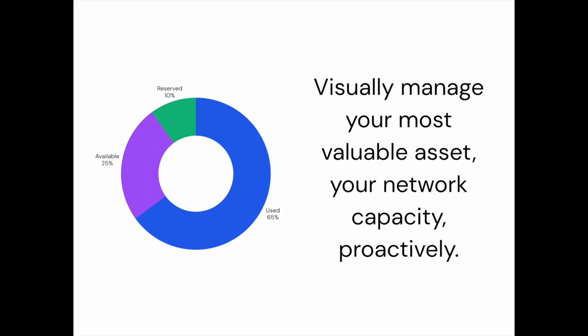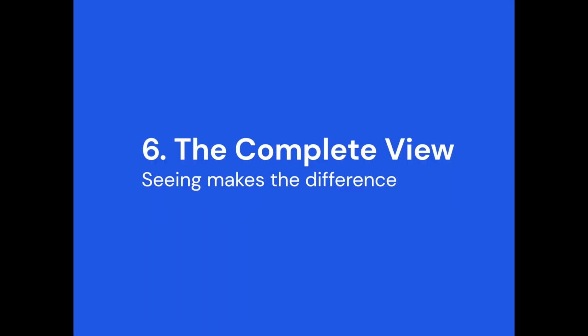So instead of guessing, you get clear, visual dashboards like this. You can see exactly where your network is getting full and where you have room to grow. This means you can manage your most valuable asset, your network capacity, proactively instead of reactively. So as we wrap things up here, it all comes down to this. What you're able to see completely changes what you're able to do. The difference between a surface view and a deep view is the difference between just guessing and actually knowing.